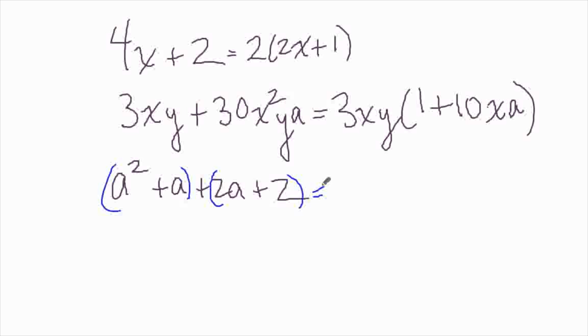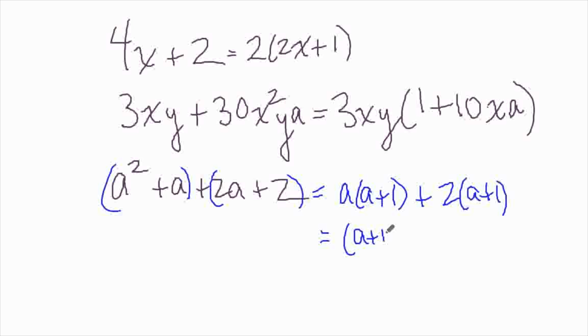Let me show you what I mean by that. The first pair does have something in common, and the second pair also has something in common, and lo and behold, the final product also has something in common. In this case, the a plus 1. Okay, so look at that. That's another type of factoring you'll see sometimes.